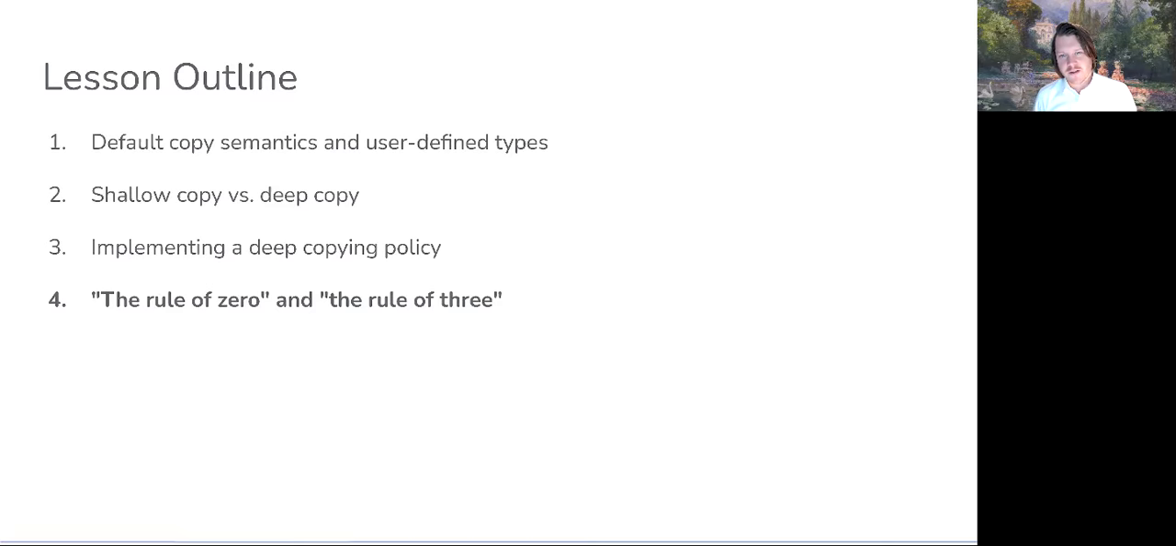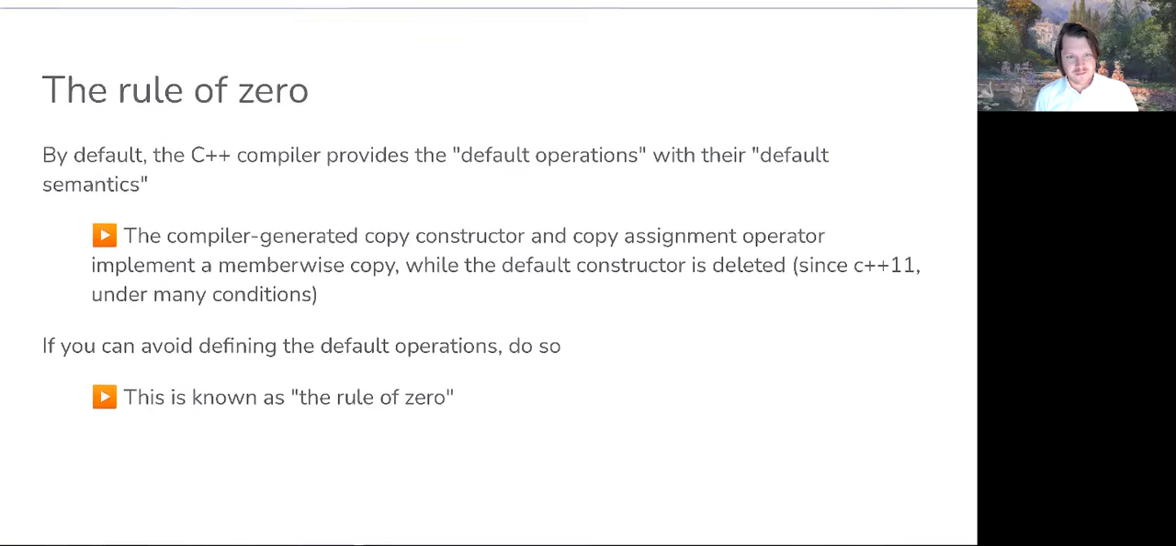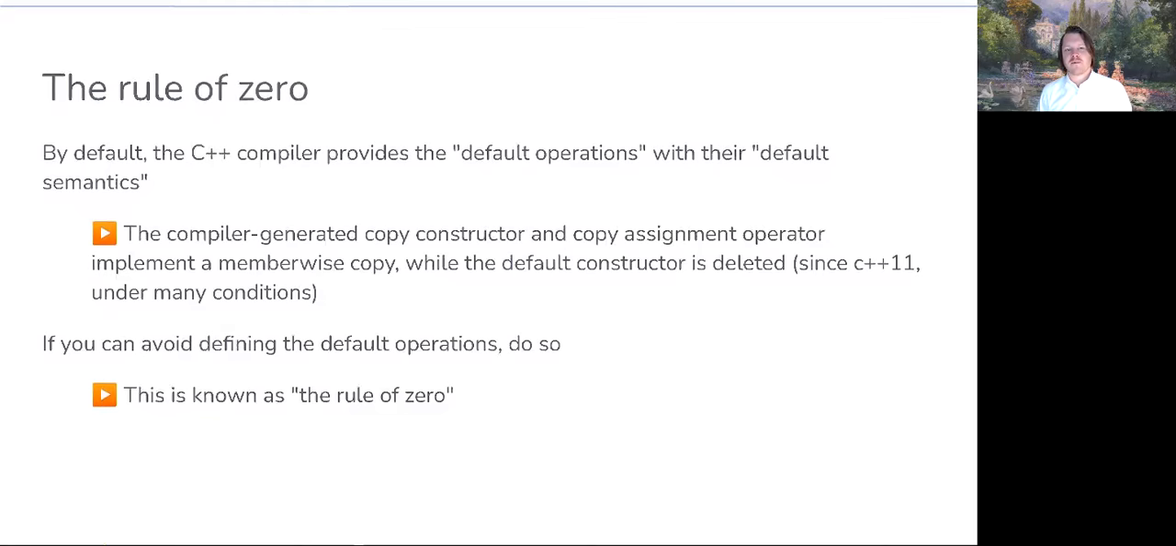So the rule of zero and the rule of three. This will be short, I promise. So the rule of zero. By default, the C++ compiler is going to provide us default operations with their default semantics. The compiler-generated copy constructor and copy assignment operator are going to implement a member-wise copy. And we saw this at the beginning of today's lesson, as well as within the previous lesson.